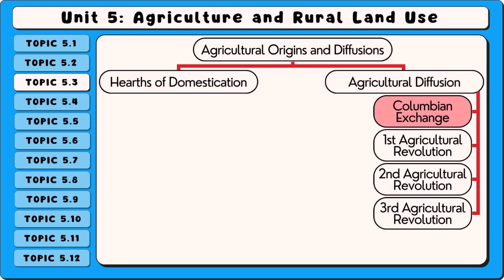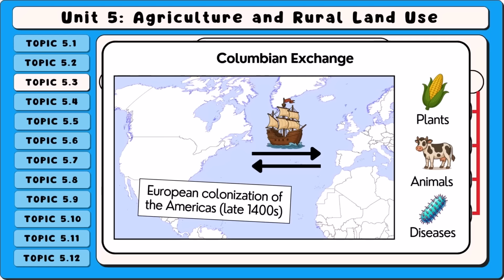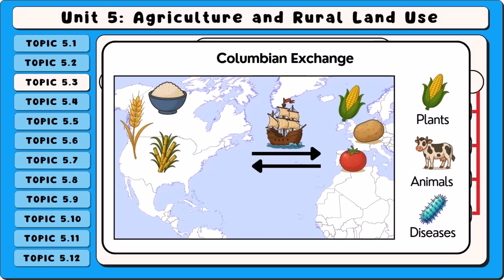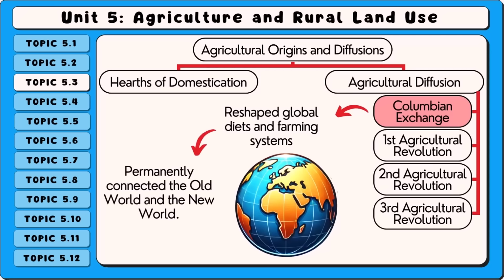The first pattern is the Columbian Exchange. This was the global transfer of plants, animals, and diseases that occurred after Europeans began exploring and colonizing the Americas in the late 1400s. American crops like maize, potatoes, and tomatoes were introduced to Europe, Africa, and Asia, while wheat, rice, sugarcane, horses, and cattle were brought to the Americas. The Columbian Exchange reshaped global diets and farming systems, permanently connecting the Old World and the New World.